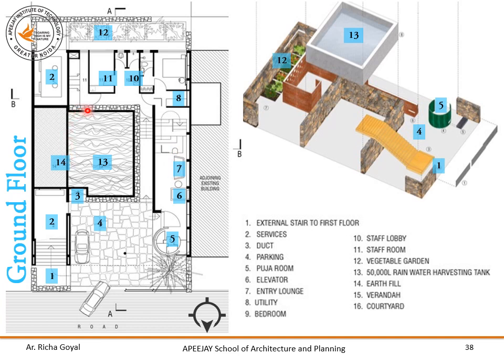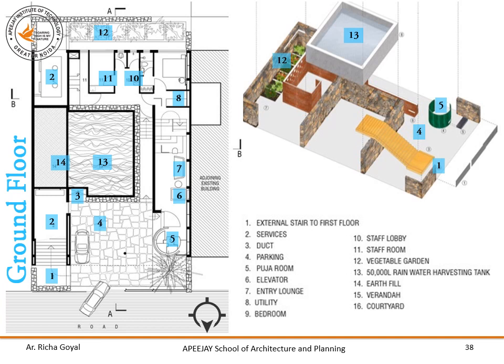So at number 13, we can see there is a kind of well. Actually, this is the rainwater tank made on the ground floor. And when we take the stairs up here, we enter into a landscape court. So a landscape court is made above the rainwater tank.